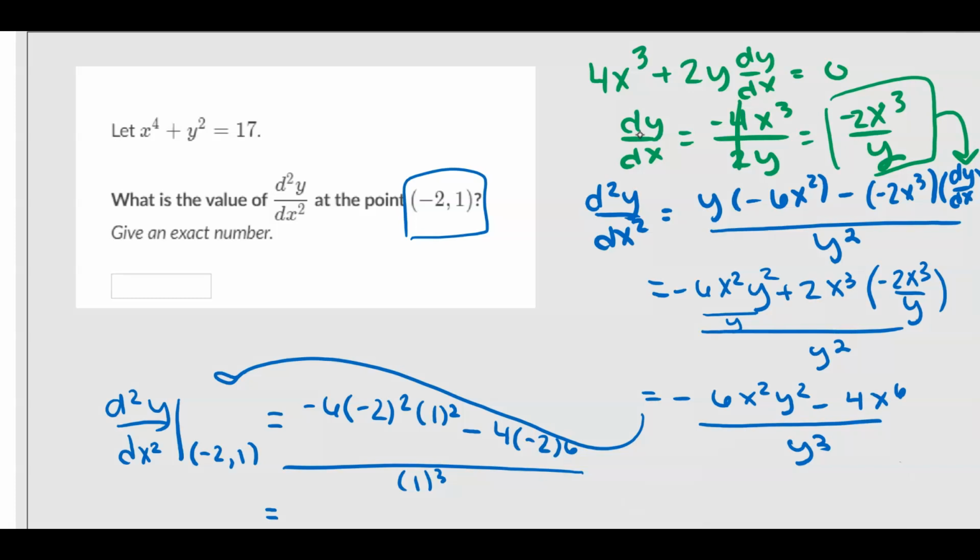Negative 2 squared is 4. 4 times 6 is 24. So you get negative 24 minus, well, negative 2 to the 6th, 2 to the 4th is 16 times 2 is 32, times 2 is 64. So 64 times 4 is 256, and that's still negative. So you get negative 280.